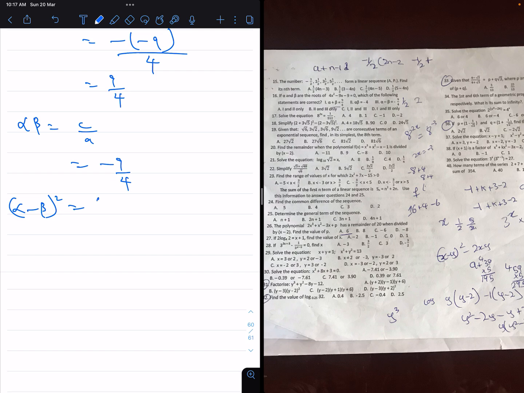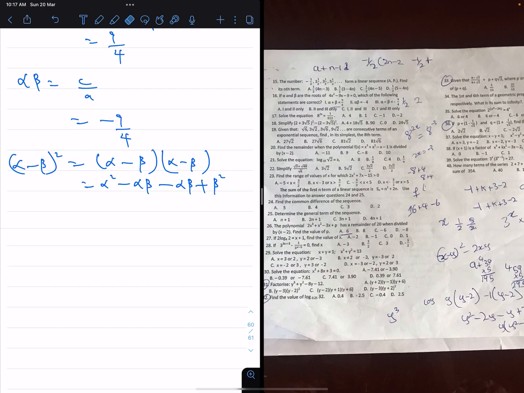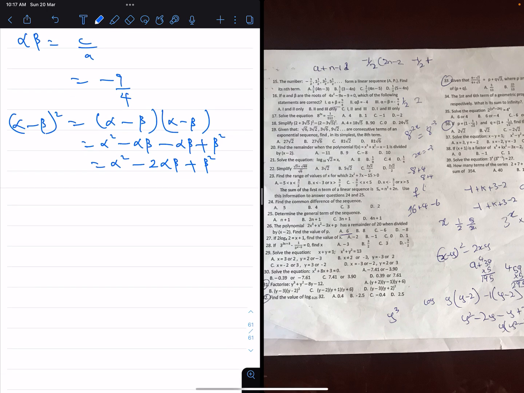So, what's the square of alpha minus beta? That means alpha minus beta times alpha minus beta. And that's alpha squared minus alpha beta, minus alpha beta, plus beta squared. Do you know what we're doing? Yes. This times this, and then this times this. Do you understand? Are you sure? So that's alpha squared minus 2 alpha beta plus beta squared.